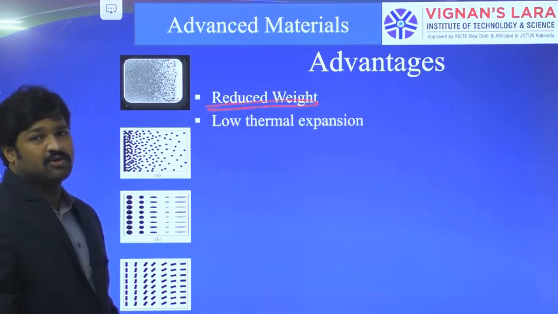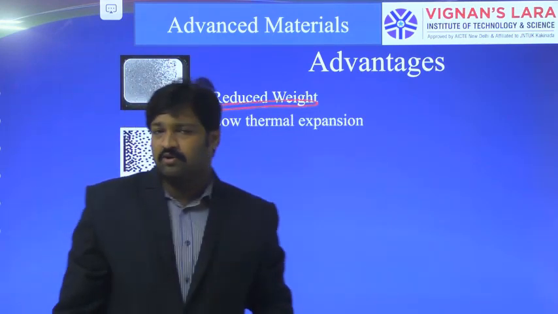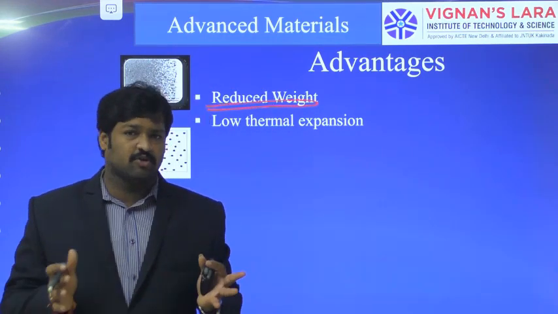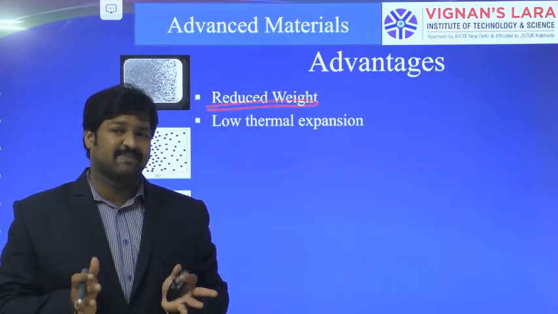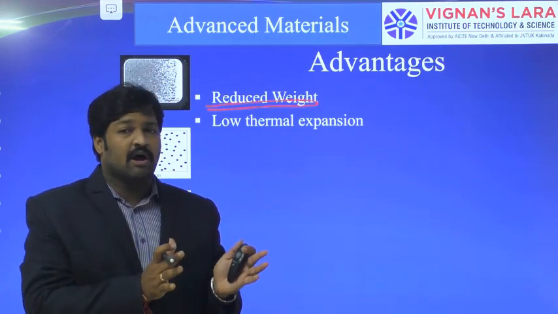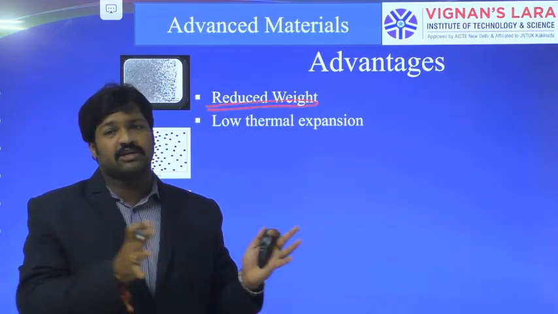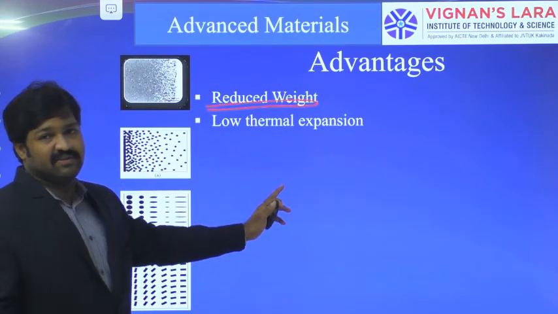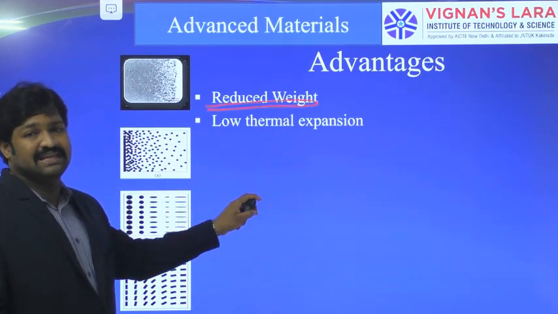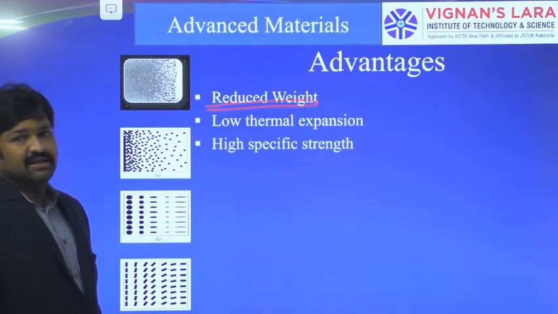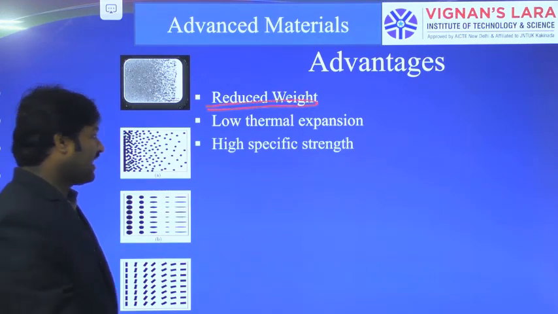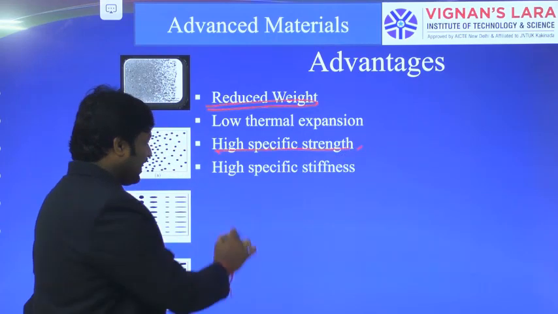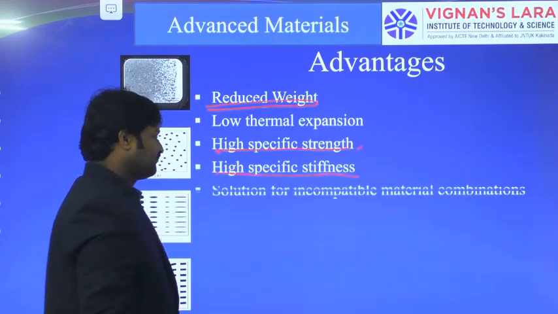Next is low thermal expansion. Here also the two metals have different expansion, but the composition is varying from one location to the other, so the overall thermal expansion of the component is less. Next, these functionally graded metals have high specific strength and high specific stiffness.